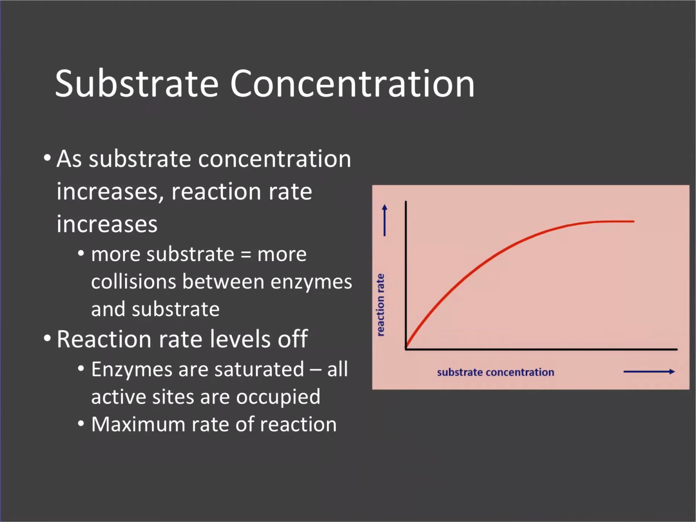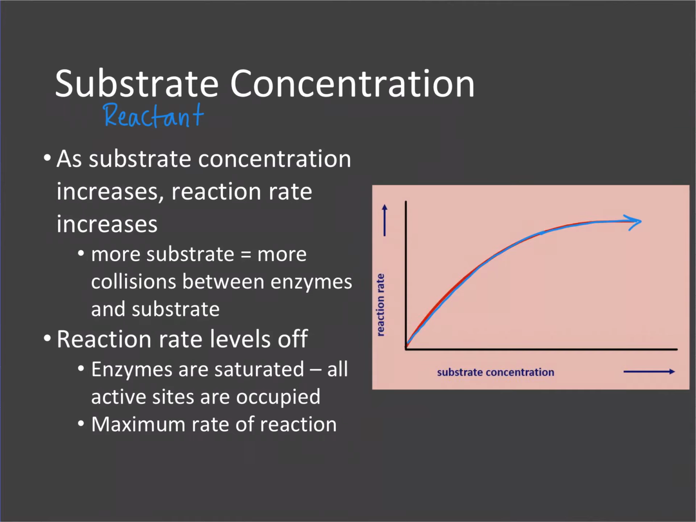And remember that the substrate is also called the reactant. So this is the molecule that is reacting with the enzymes. So as the substrate concentration increases, the reaction rate also increases to a point, and then it starts to level off. You'll notice that this graph looks very similar to the graph comparing enzyme concentration to reaction rate.